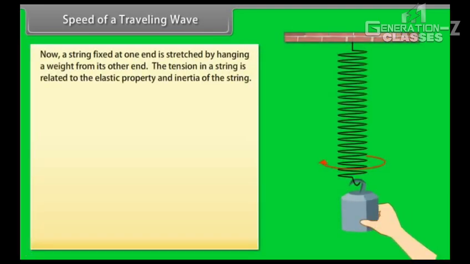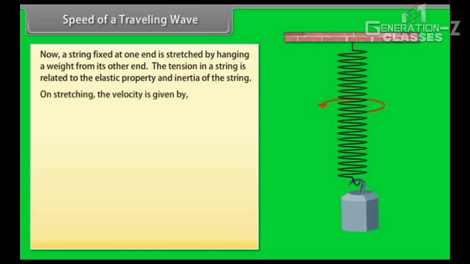Now, a string fixed at one end is stretched by hanging a weight from its other end. The tension in a string is related to the elastic property and inertia of the string. On stretching, the velocity is given by C is equal to under root T upon pi r square rho. Here, r is equal to radius of the string, rho is equal to density of the material.